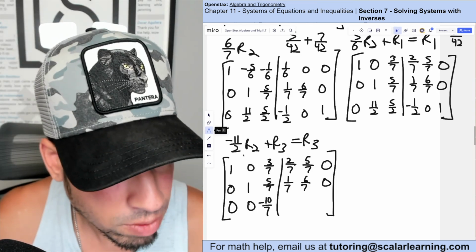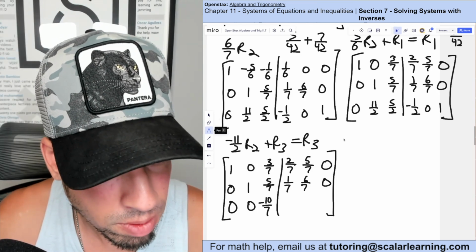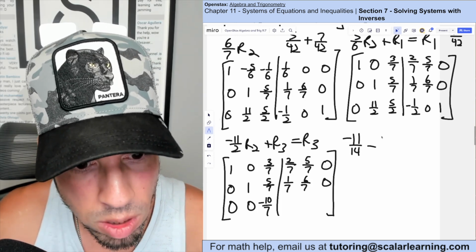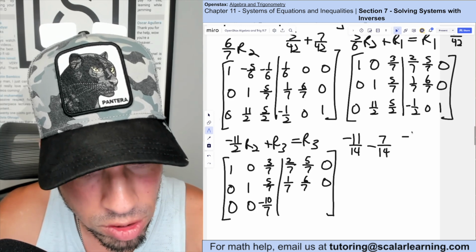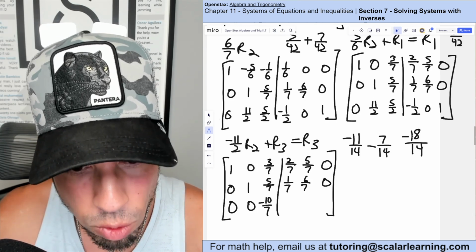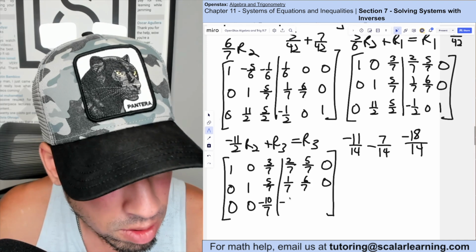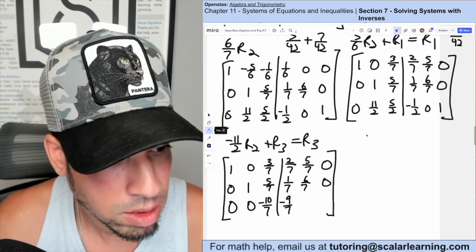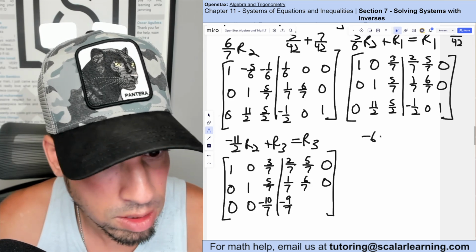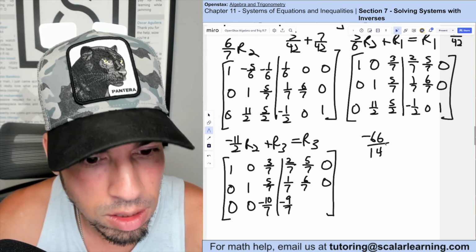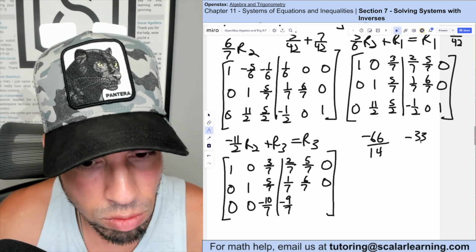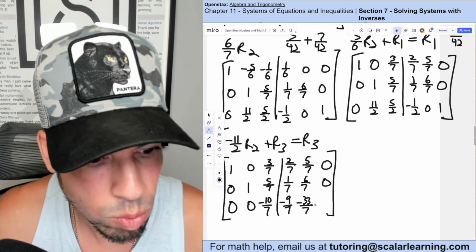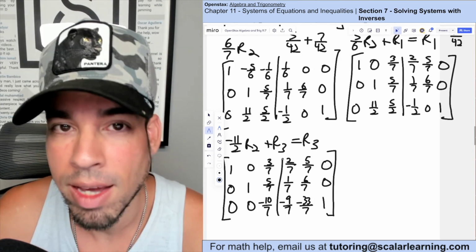Then we got negative 11 over 2 times 1/7 is negative 11 over 14 plus negative 1/2 or negative 7 over 14, which is negative 18 over 14. Divide top and bottom by 2, negative 9 over 7. Negative 11 halves times 6/7 is negative 66 over 14, which is also negative 33 over 7. That plus 0 is just that. Then we got this times 0 is 0 plus 1 is 1. There we go.